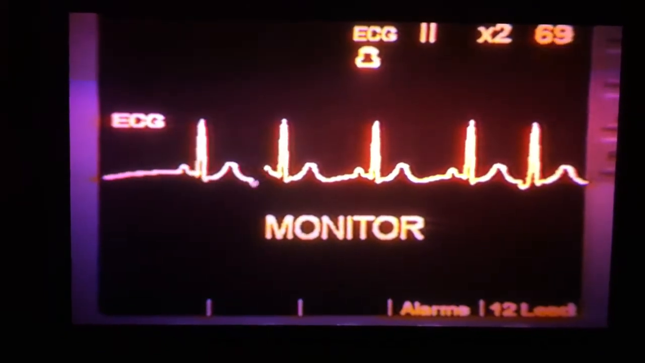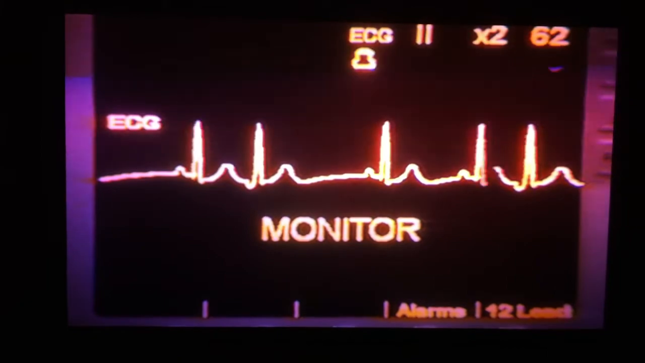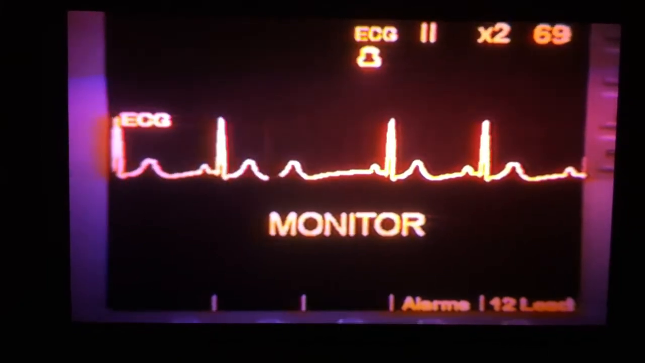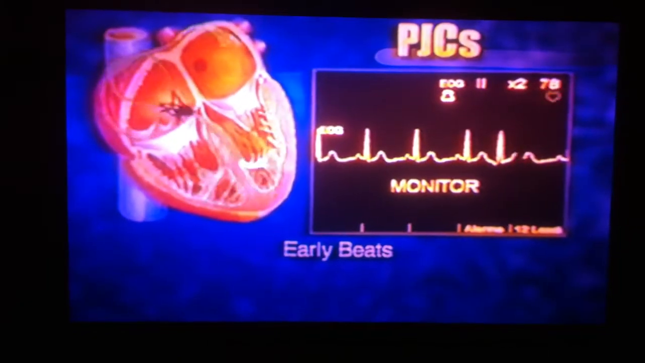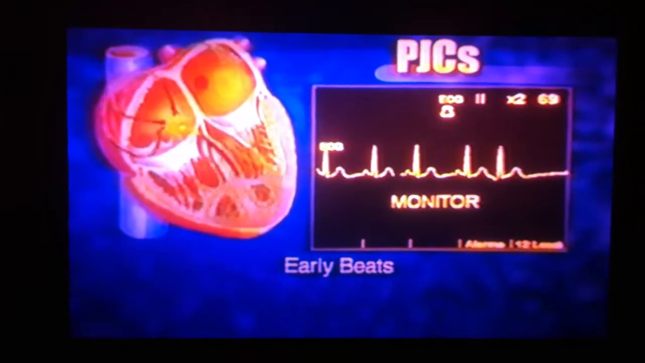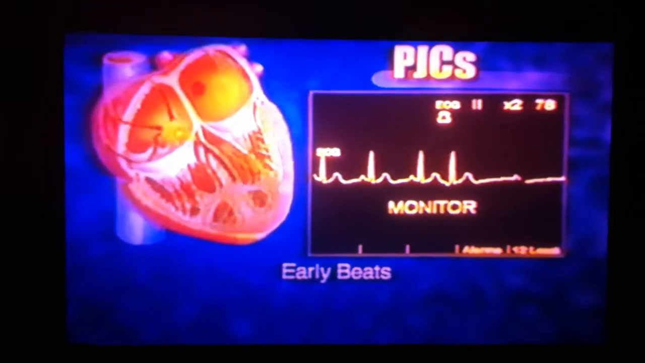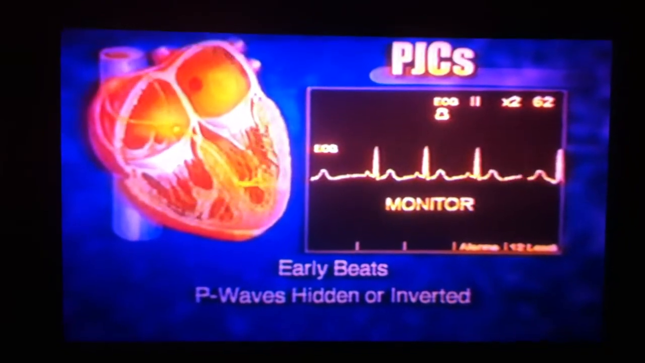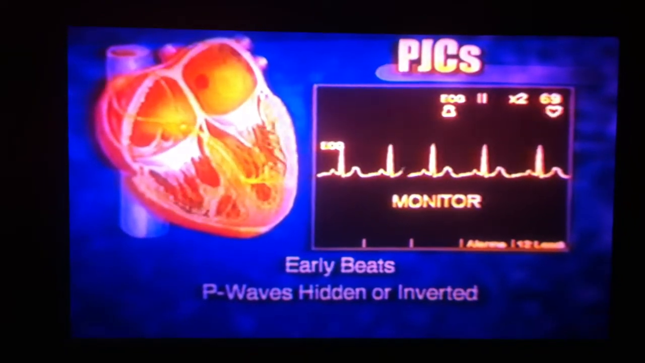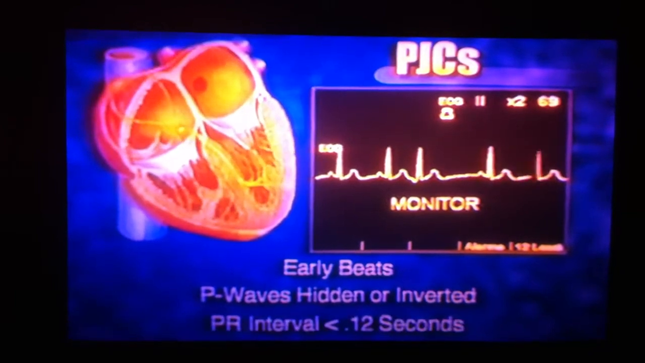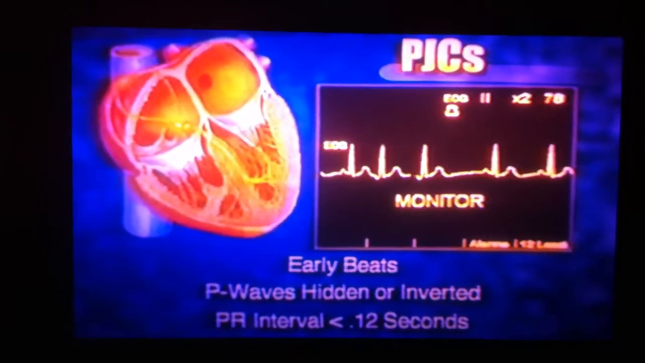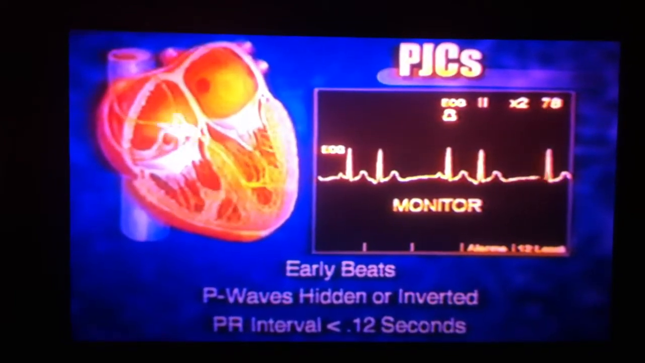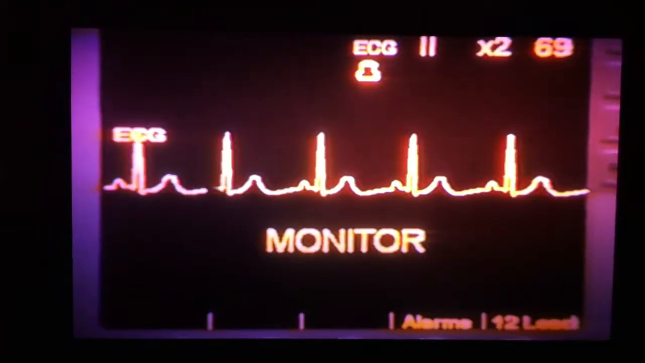Premature junctional complexes, or PJCs, originate from an irritable portion of the AV junction. A PJC is an ectopic beat that initiates an impulse before the next sinus impulse. PJCs can be identified as early beats that have no observable P wave, or by inverted P waves with a PR interval of less than 0.12 seconds. The QRS complex is typically narrow.